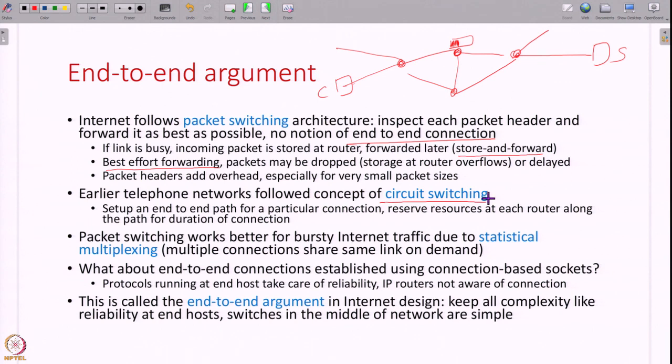In the internet today, that does not happen. If you are talking to an NPTEL server, no router on the path knows about it or cares about it. You send a packet, they will forward it, that is all. So, why is this? Why have we moved away from circuit switching to packet switching?